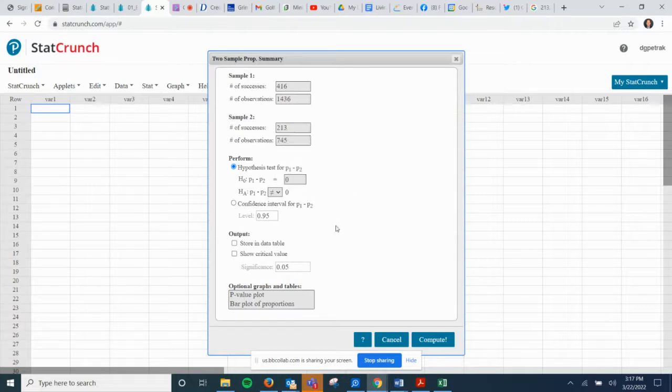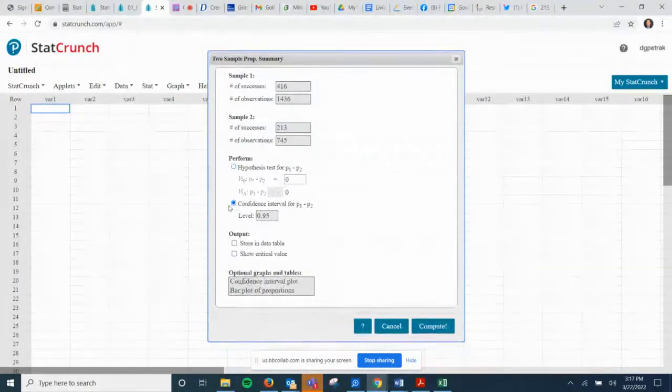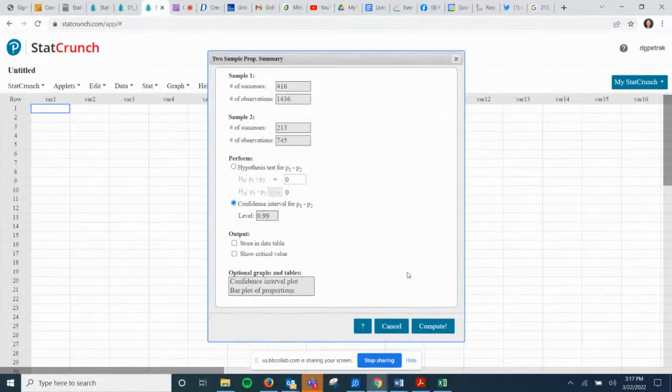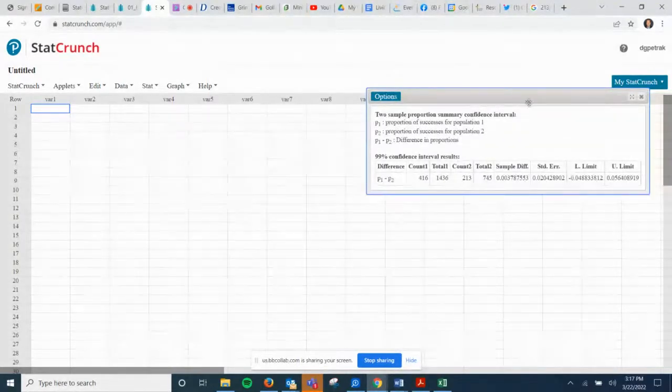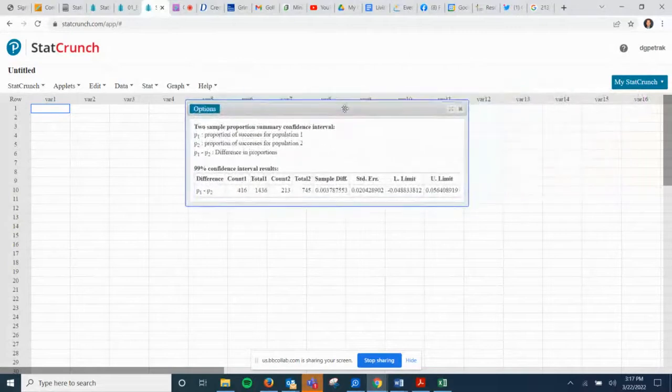There we go. And so you can do a hypothesis test. Your null hypothesis typically is that they're going to be equal. The alternative is that they're not. In this case, we're doing a confidence interval, so I'm going to change that to 99% confidence. And compute. So we are 99% confident the true difference in proportion is between negative 0.048 and positive 0.056.